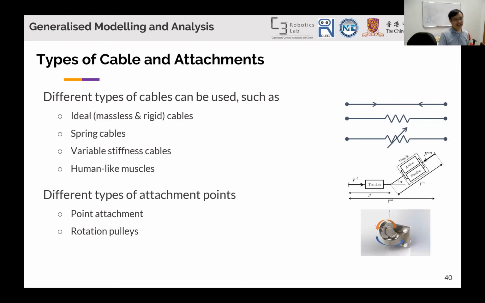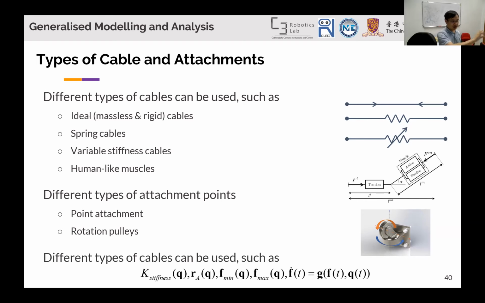And you've also got a range of attachment points. You've got point attachment points for lightweight robots. And for heavier weight robots, you've got these rotating pulleys. And then all of them have common properties. And as long as we identify which are the common properties, develop a single model for them, then I could write one piece of code that would work on all types of robots.